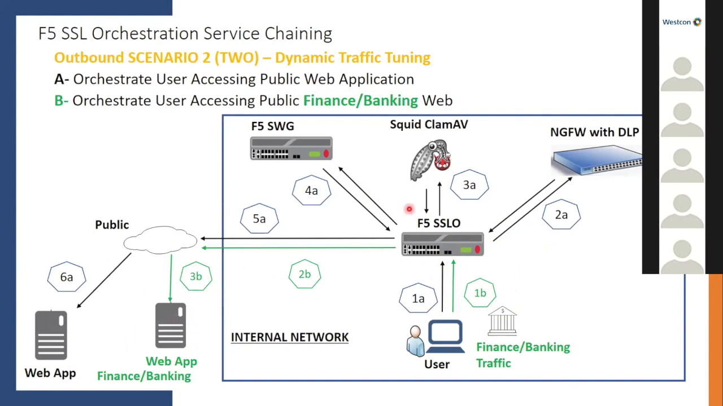For your default users, look at the 1A over here. The users will still flow through the default flow. It will flow through your DLP, your antivirus, your SWG, and then back to the public. But for finance, we will let them go into F5 SSL, and then bypass the 3 security devices here, and just let this finance or banking traffic back into your application in the cloud, in the public. So this is the second outbound scenario.